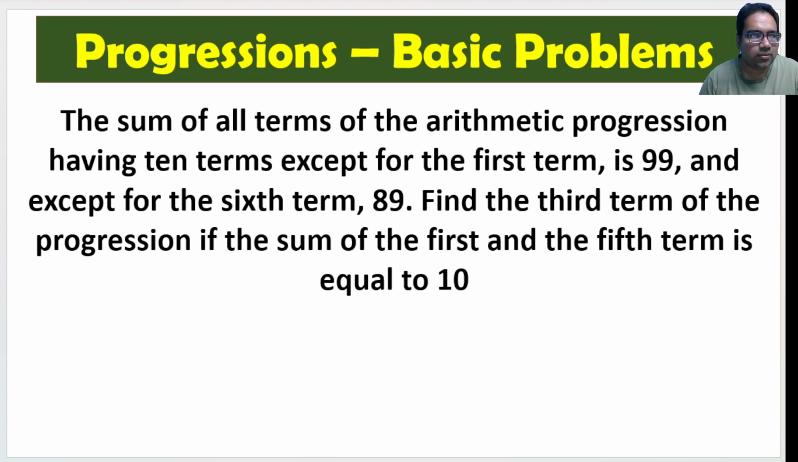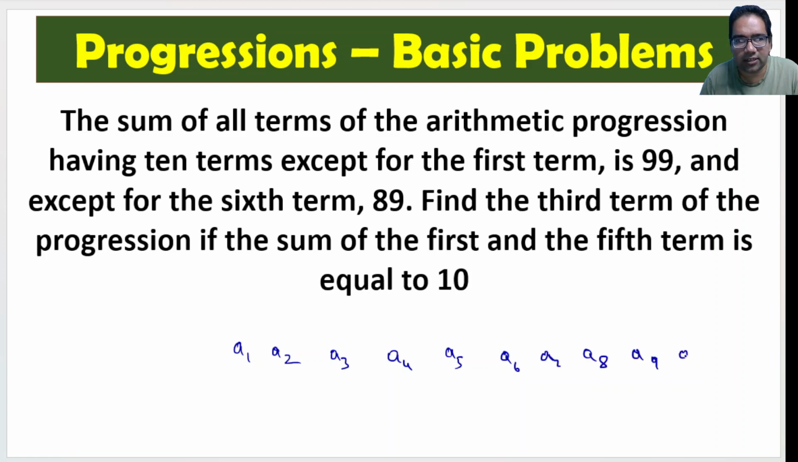Right. So let us just carefully look at this problem, because there is a small trick here. Here, the sum of first term and fifth term is equal to 10. Let us write the terms A1, A2, A3, A4, A5. And they are saying there are 10 terms: A6, A7, A8, A9, and A10.